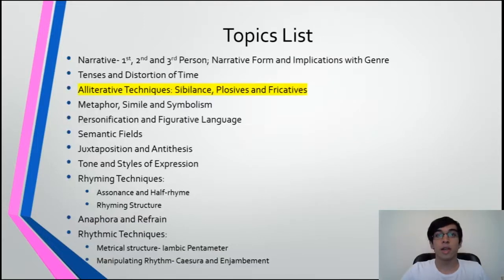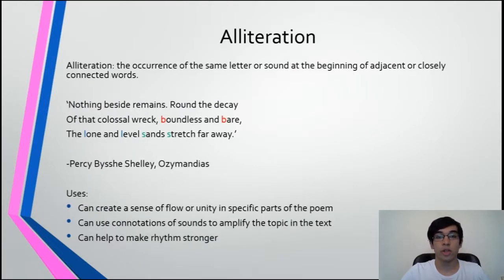So today we're going to be looking at alliterative techniques and the use of sound in the text. Now you might have heard of alliteration before. Alliteration is when the same letter or the same sound occurs at the start of a couple of words in close succession. If we look at this example from Percy Shelley's Ozymandias, he says, "Nothing beside remains. Round the decay of that colossal wreck, boundless and bare, the lone and level sands stretch far away."